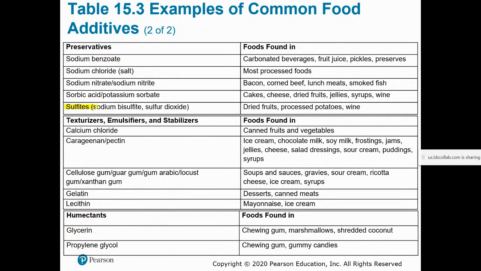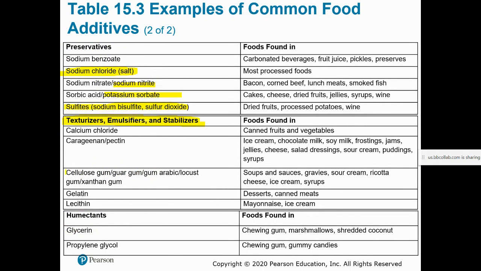Other preservatives, so again, sulfites, like we said, and this is one to look out for because a lot of people are kind of mildly allergic to it. What else is common? Sodium chloride, right? So basic salt. Sodium nitrite, you might see potassium sorbate. And then these, just a few examples of texturizers, emulsifiers, and stabilizers.